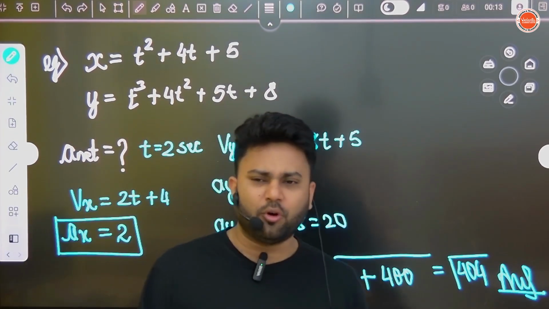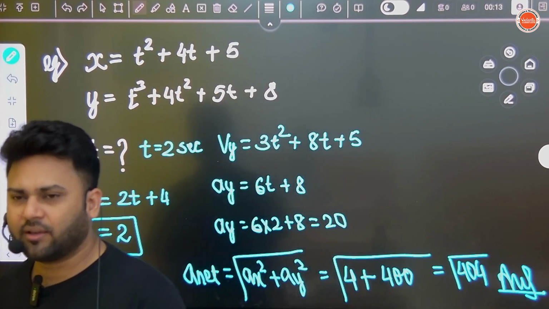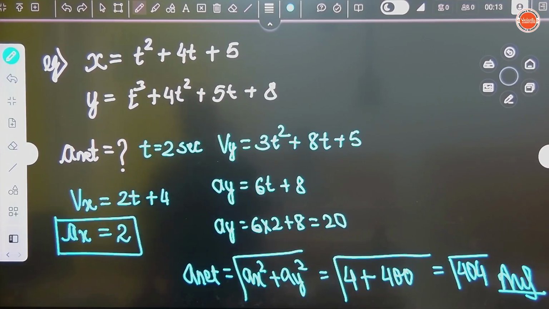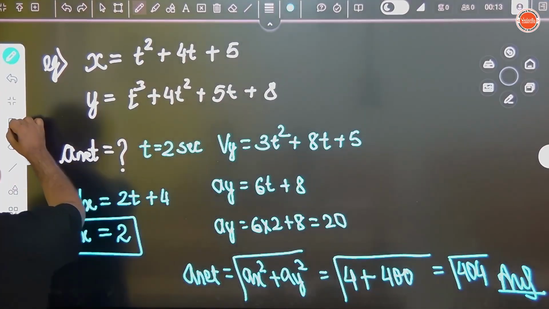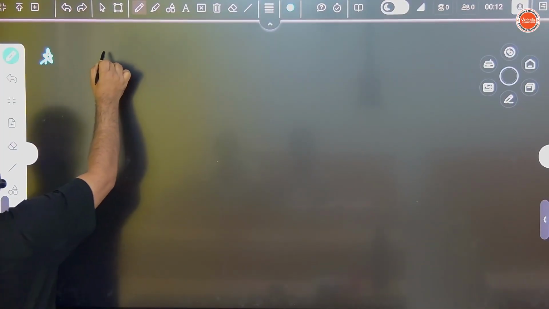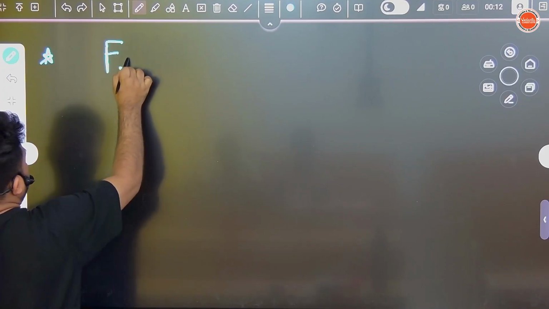Okay. So one more topic I will tell you. Friction. That is also very important. So you write the topic, if you want to listen, you can listen. Friction.